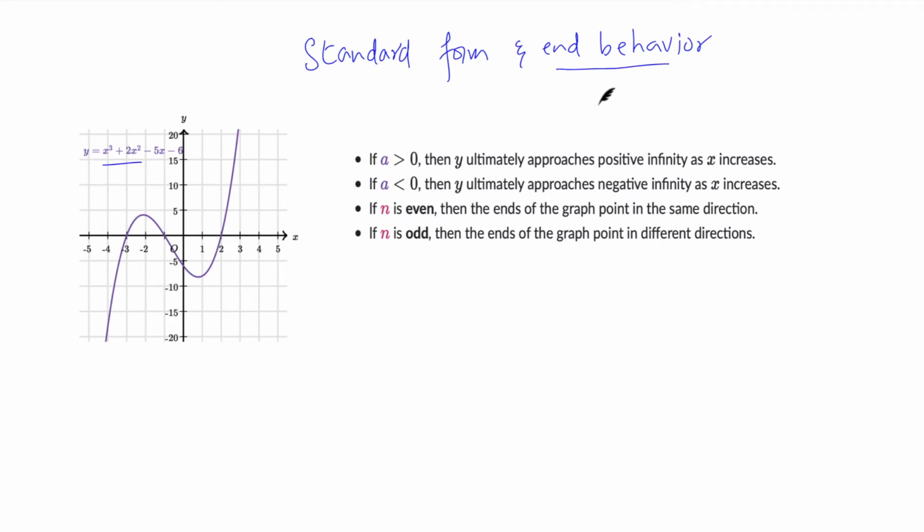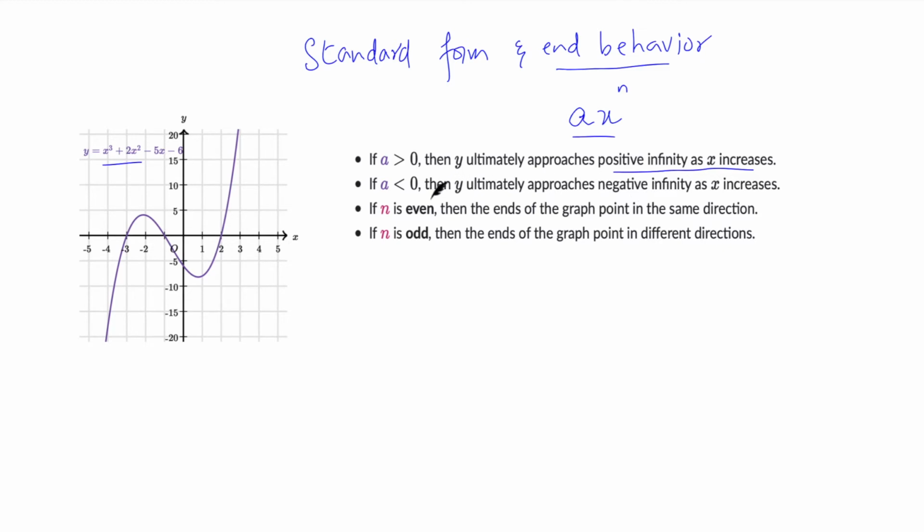What exactly is the end behavior? It is basically just another term for what happens to the value of y as x becomes very large in both positive and negative directions. So for example, if we have the highest power term as ax raised to power n, let's have a look at this term. Now if a is greater than 0, these are the things that you need to remember. If a is greater than 0, then y ultimately approaches positive infinity as x increases.